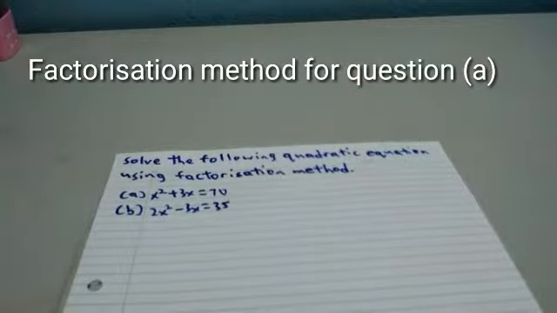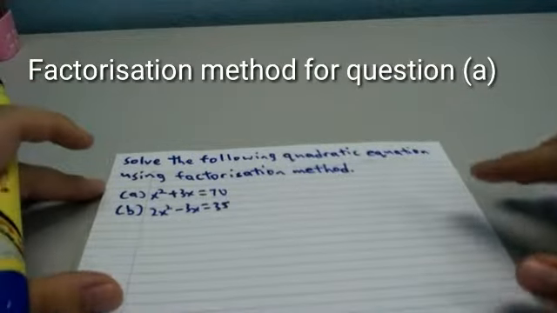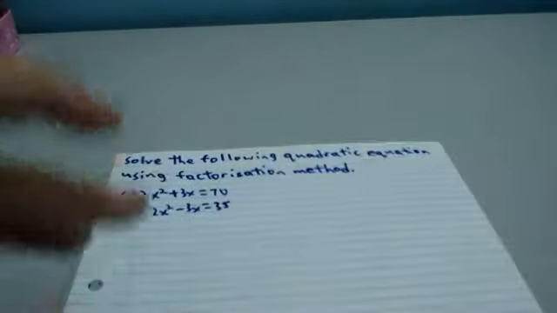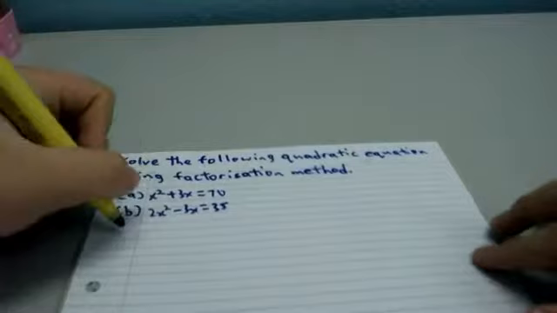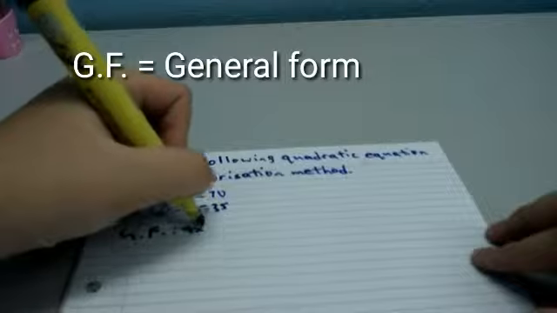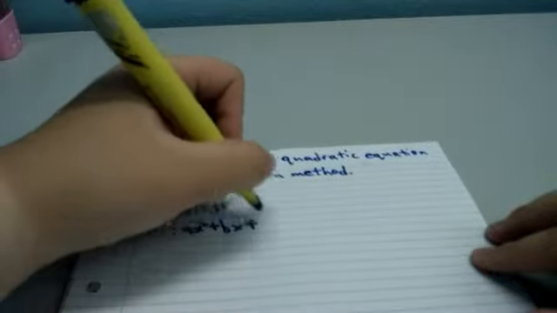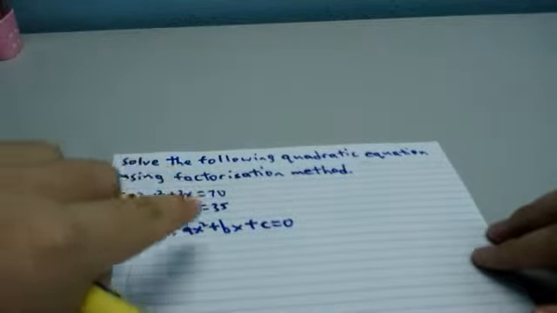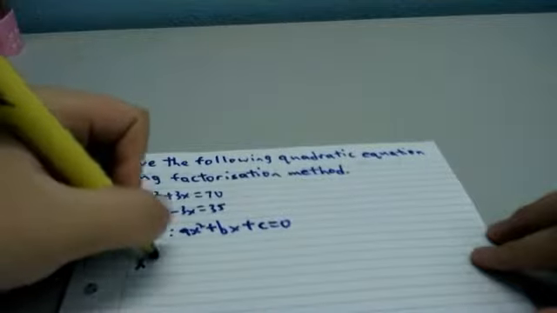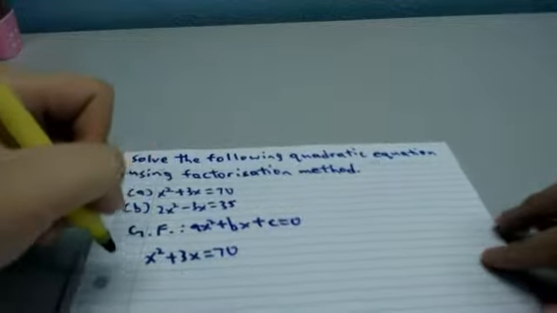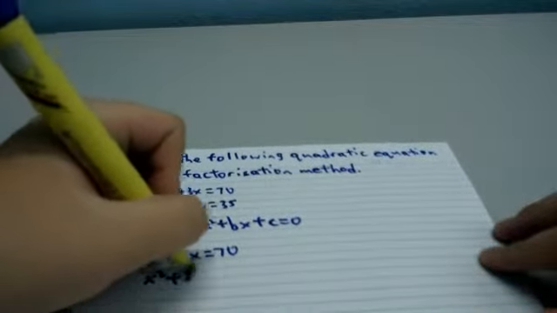Okay, let's get started. For solving question A, the first step is to make it in the general form. We know that the general form of the quadratic equation is ax squared plus bx plus c is equal to 0. So x squared plus 3x is equal to 70 becomes x squared plus 3x minus 70 is equal to 0.